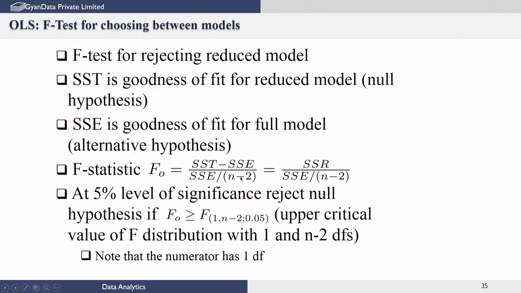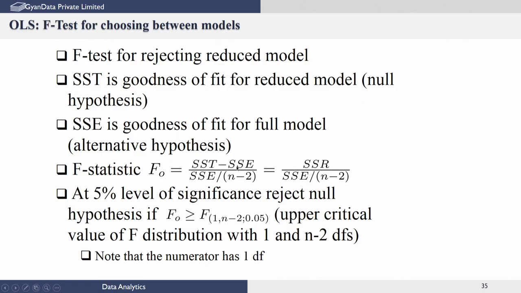Remember, because of the difference in the number of parameters used in the model, we have to take that into account. The numerator SST has n minus 1 degrees of freedom because we are fitting only one parameter. This has n minus 2 degrees of freedom because we are fitting two parameters. So, the difference actually means it is only one extra parameter.